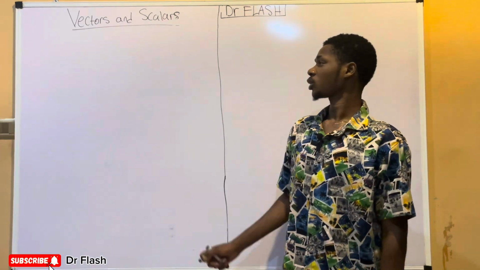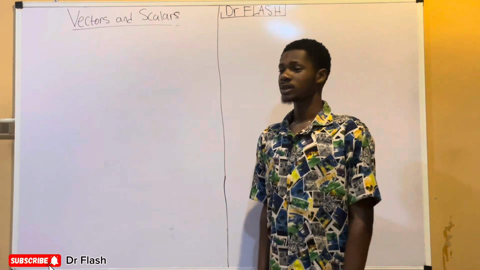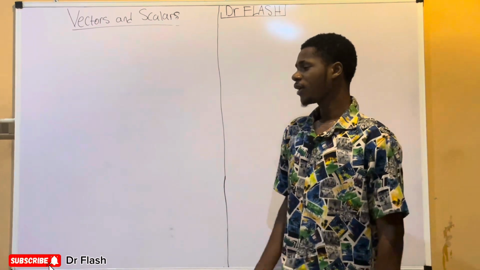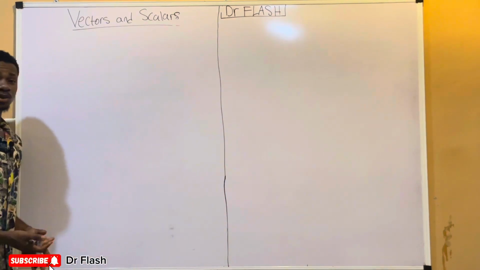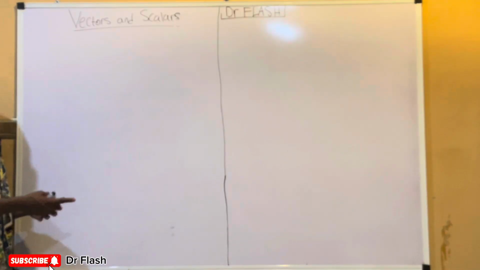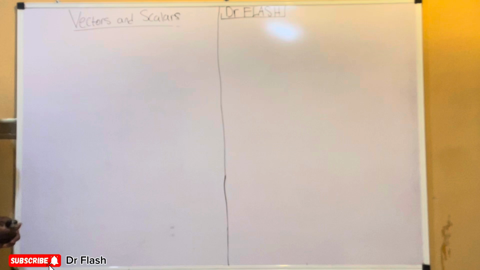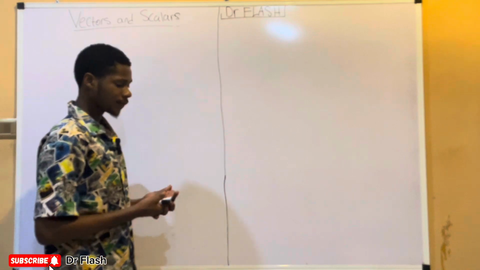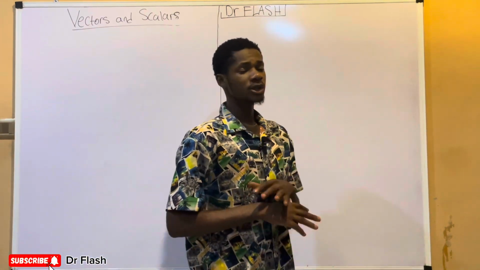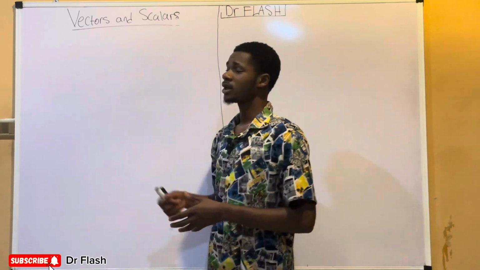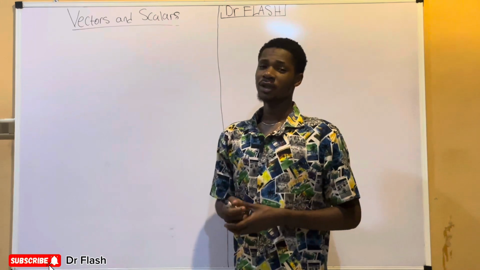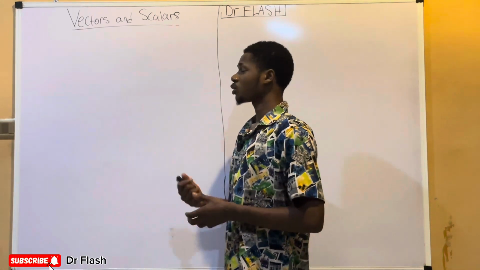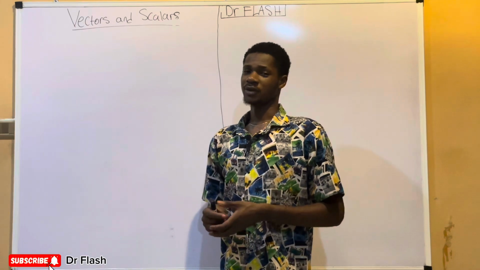First things first, we're going to discuss the definition of vectors and scalars. What are vectors? Vectors are simply quantities that have magnitude and direction, while scalar quantities are quantities that have magnitude and do not have a direction. So if I tell you a quantity and I do not give a direction, it simply means that quantity is scalar. And when I tell you a quantity and I include direction, it simply means it's a vector quantity.